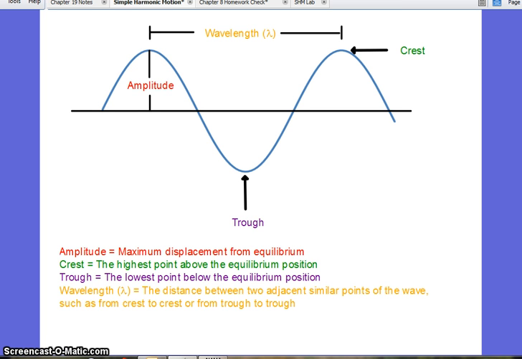Or likewise, it would be the distance from the equilibrium line to its lowest point, because the distance to the highest point from equilibrium would be the same as the distance from equilibrium to its lowest point.